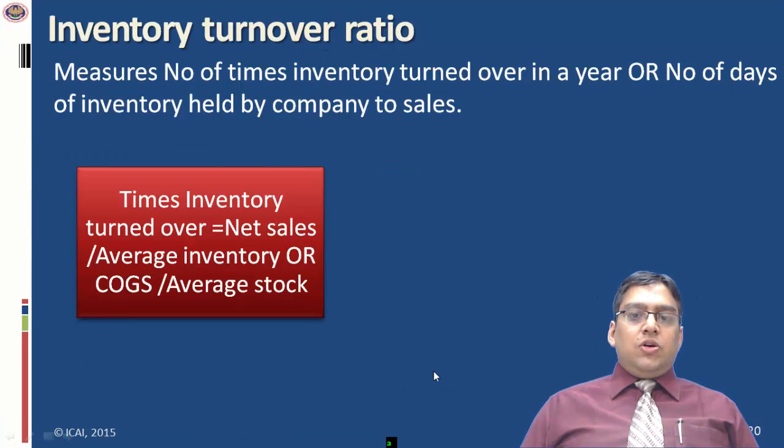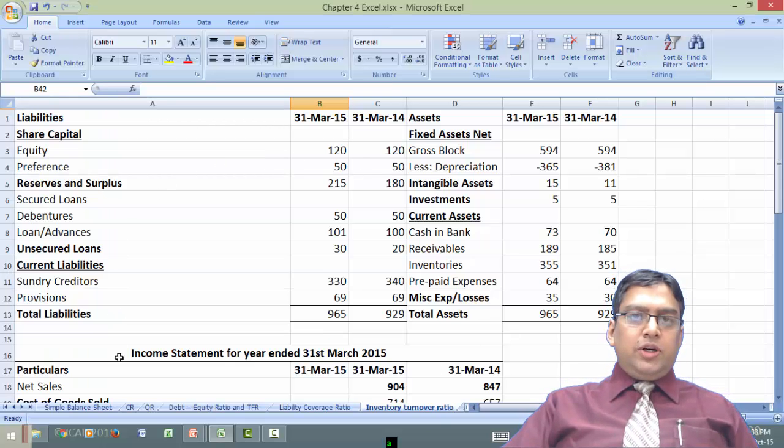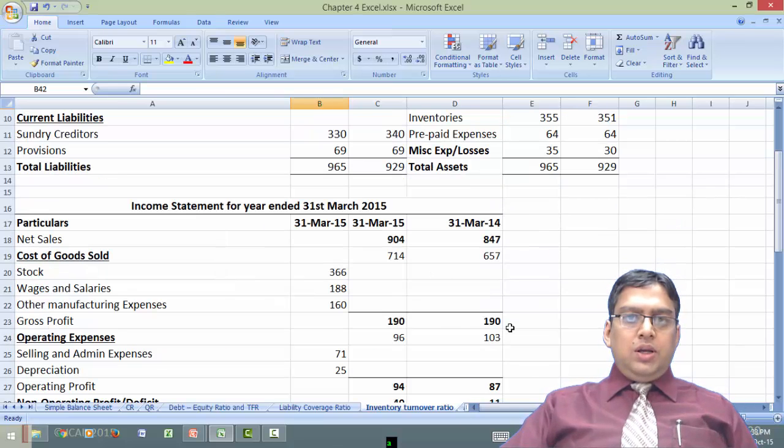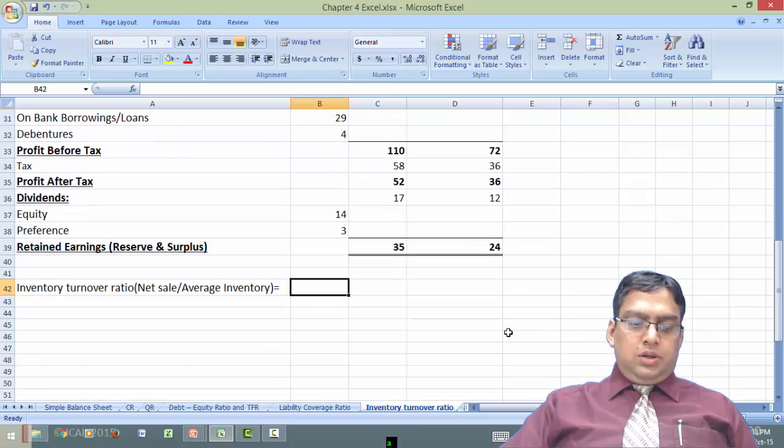Next is the inventory turnover ratio. It measures the number of times inventory turns over in a year, or the number of days of inventory held by the company relative to sales. Inventory turnover equals net sales divided by average inventory, or cost of goods sold divided by average stock. Let's take an example. That is the income statement of 31st March 2015, and we use a formula in this Excel sheet.